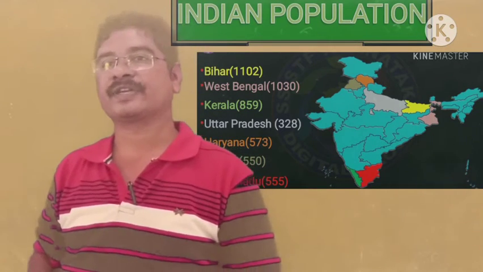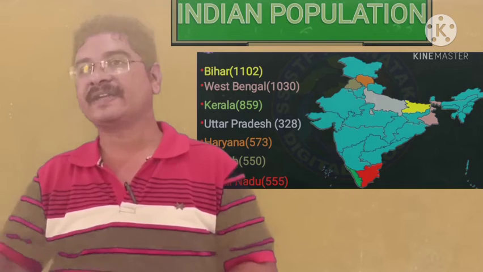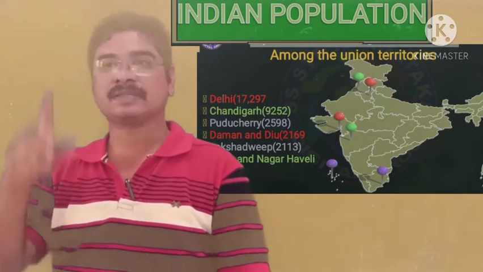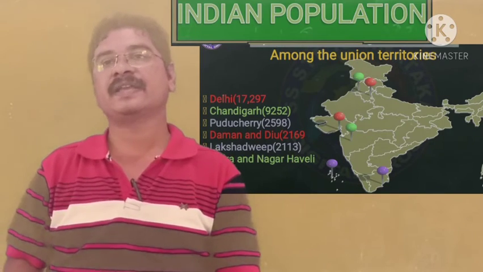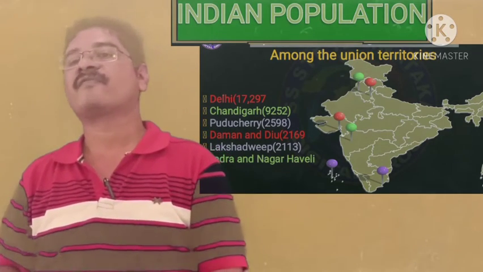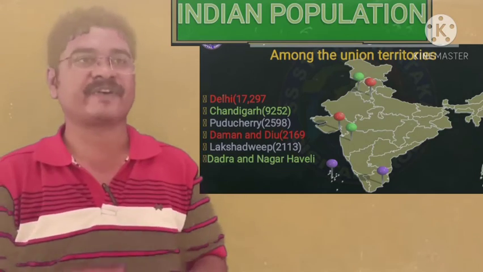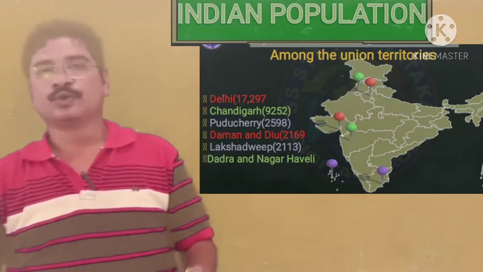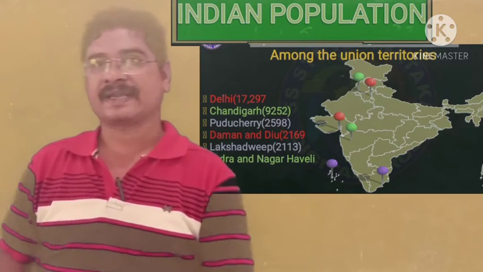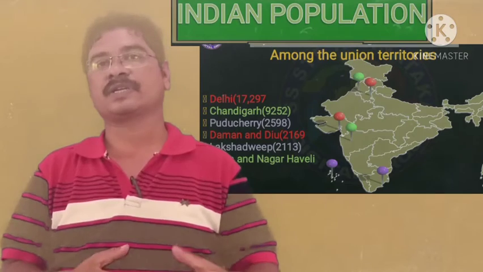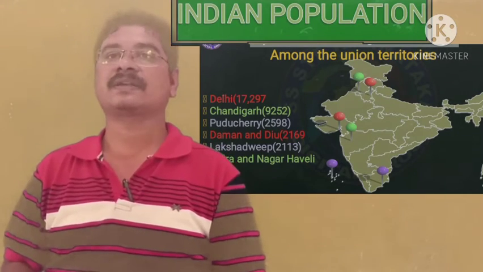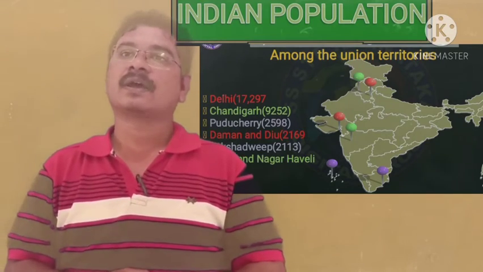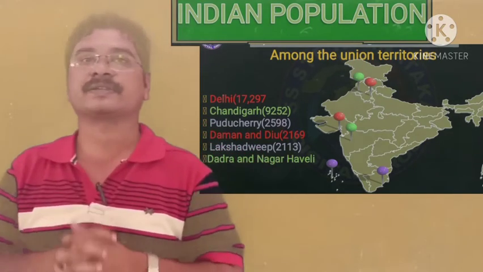Among the union territories, the areas of high density are Delhi 17,297, then Chandigarh 9,252, Pondicherry 2,598, Daman and Diu 2,169, then Lakshadweep 2,113 and Dadra and Nagar Haveli.